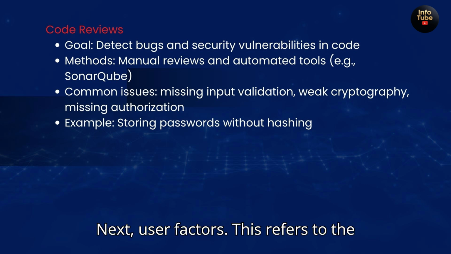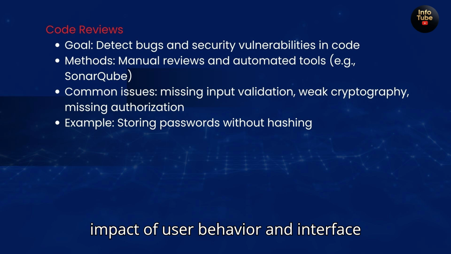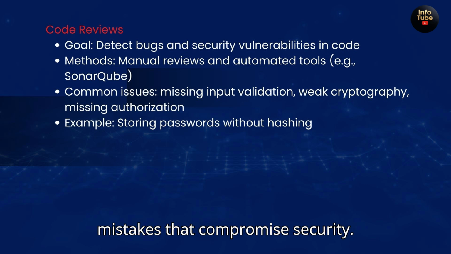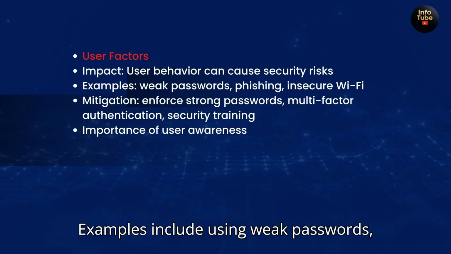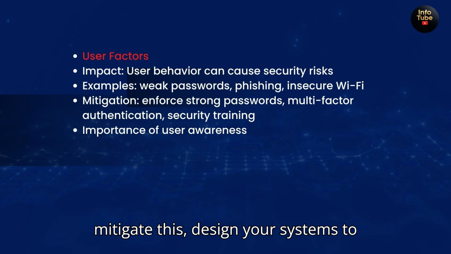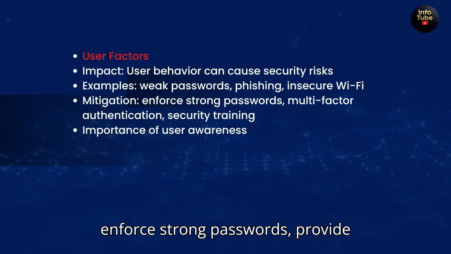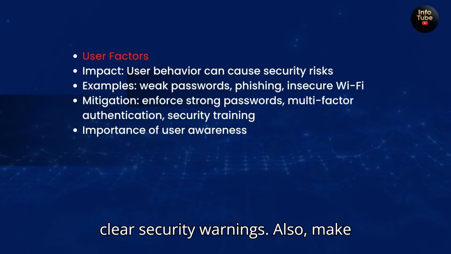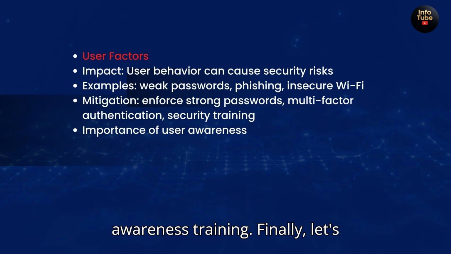Next, user factors. This refers to the impact of user behavior and interface design on security. Users often make mistakes that compromise security. Examples include using weak passwords, falling for phishing attacks, or connecting to insecure Wi-Fi. To help mitigate this, design your systems to enforce strong passwords, provide multi-factor authentication, and offer clear security warnings. Also, make sure users receive regular security awareness training.